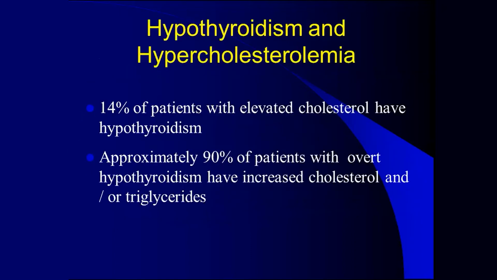Next, coming to hypothyroidism and hypercholesterolemia. 14% of patients with elevated cholesterol have hypothyroidism, and approximately 90% of patients with overt hypothyroidism have increased cholesterol and/or triglyceride. So when the patient has hyperlipidemia or hypercholesterolemia, you need to treat hypothyroidism because it can also take care of some amount of hypercholesterolemia.